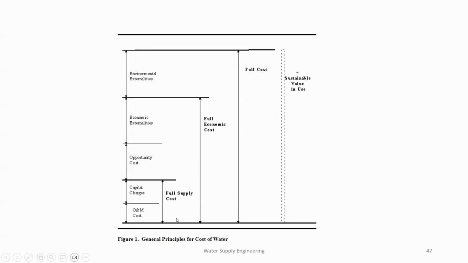full supply cost is the sum of capital charges and operation and maintenance cost. Full supply cost plus opportunity cost and economic externalities will give you full economic cost. Full economic cost plus environmental externalities will give you full cost.